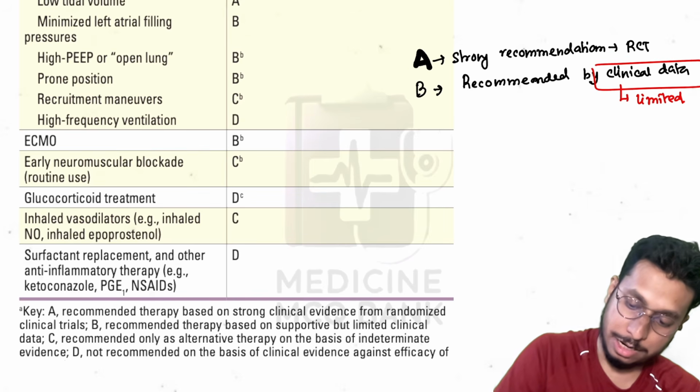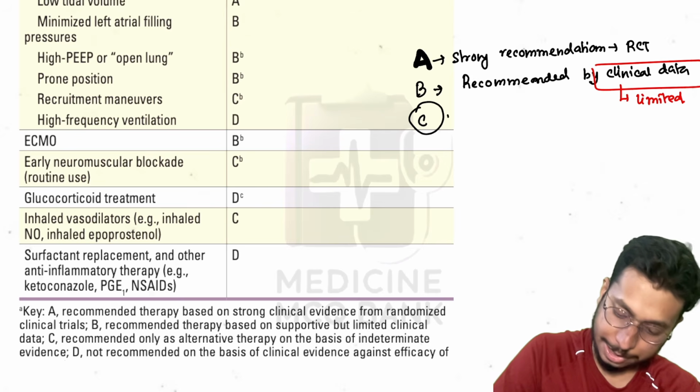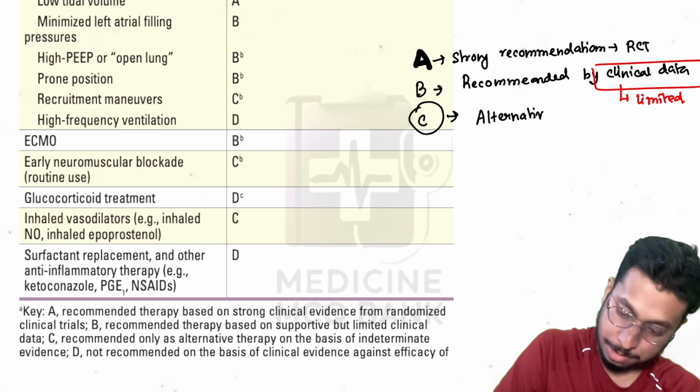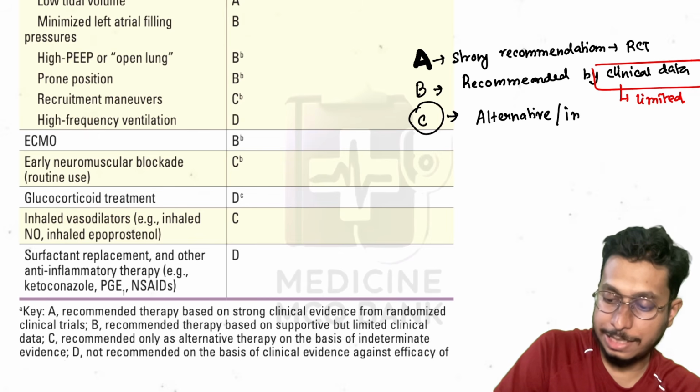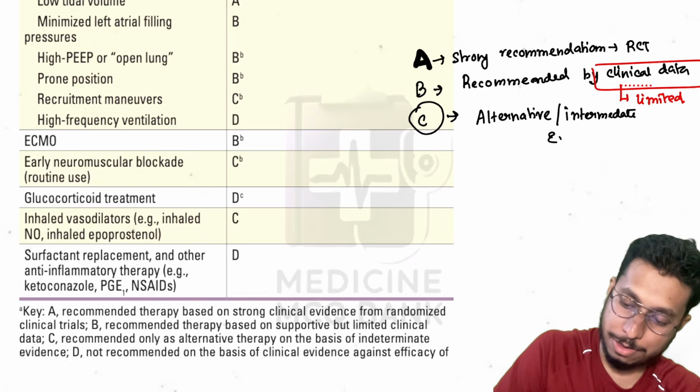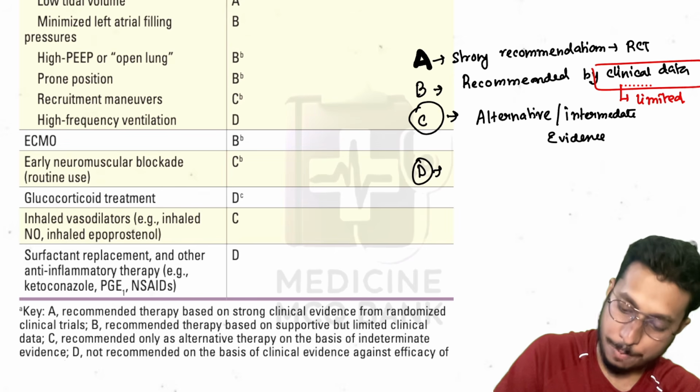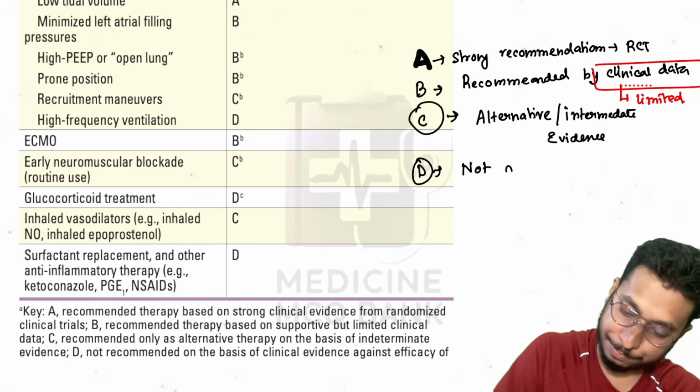Now, what is C here? C refers to recommended based on only alternative or intermediate evidence. D means harmful or not recommended. Not recommended. Okay.